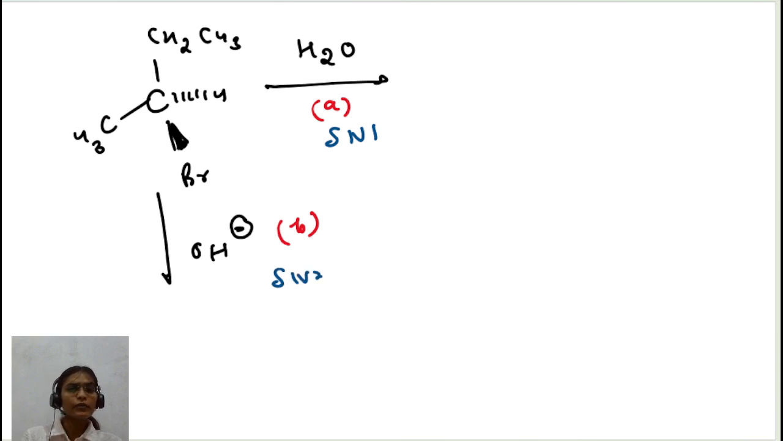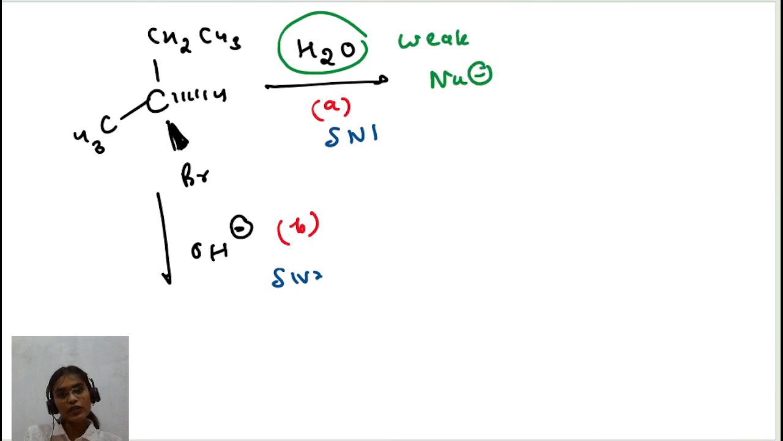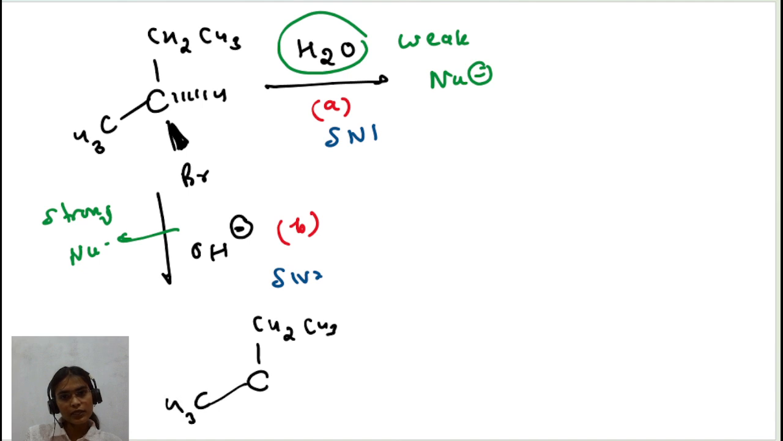Very simple. Because this is my weak nucleophile. On the other hand, this is my strong nucleophile. Okay then, what is happening there? The next thing is, this is my carbon, this is my CH2 and CH3, and let's say this is CH3 only, and now the condition changes. So what is happening there?